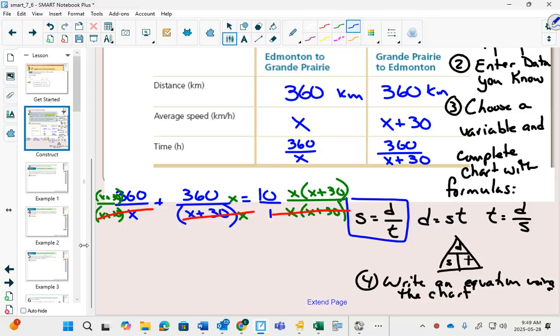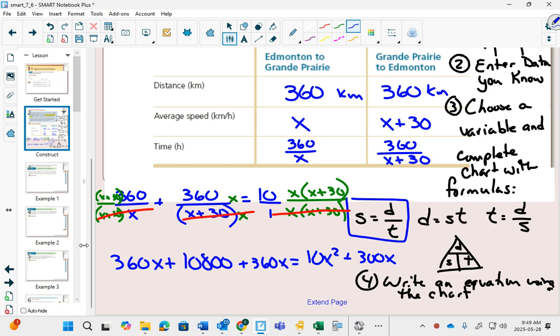Now the numbers in this question aren't the nicest. We have 360 times x plus 30, so we'll do that, plus 360x equals, and if I multiply this out, I'm going to get 10x squared plus 300x. Notice it makes a quadratic equation. How do we solve a quadratic equation? We make one side equal to 0.